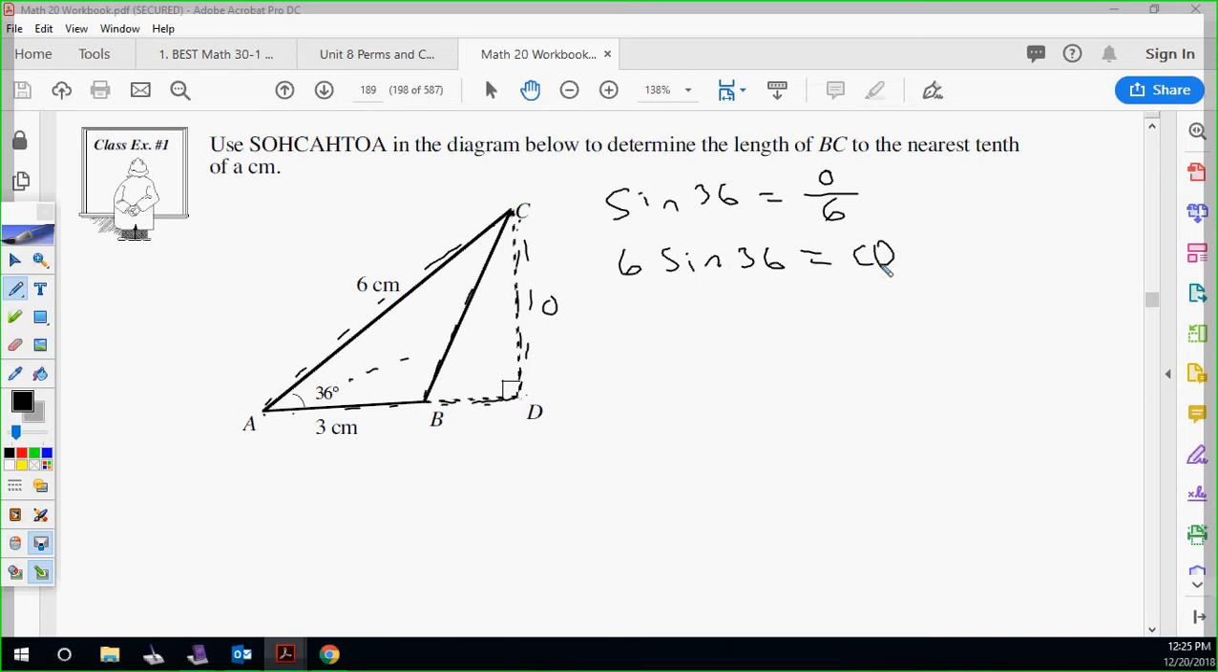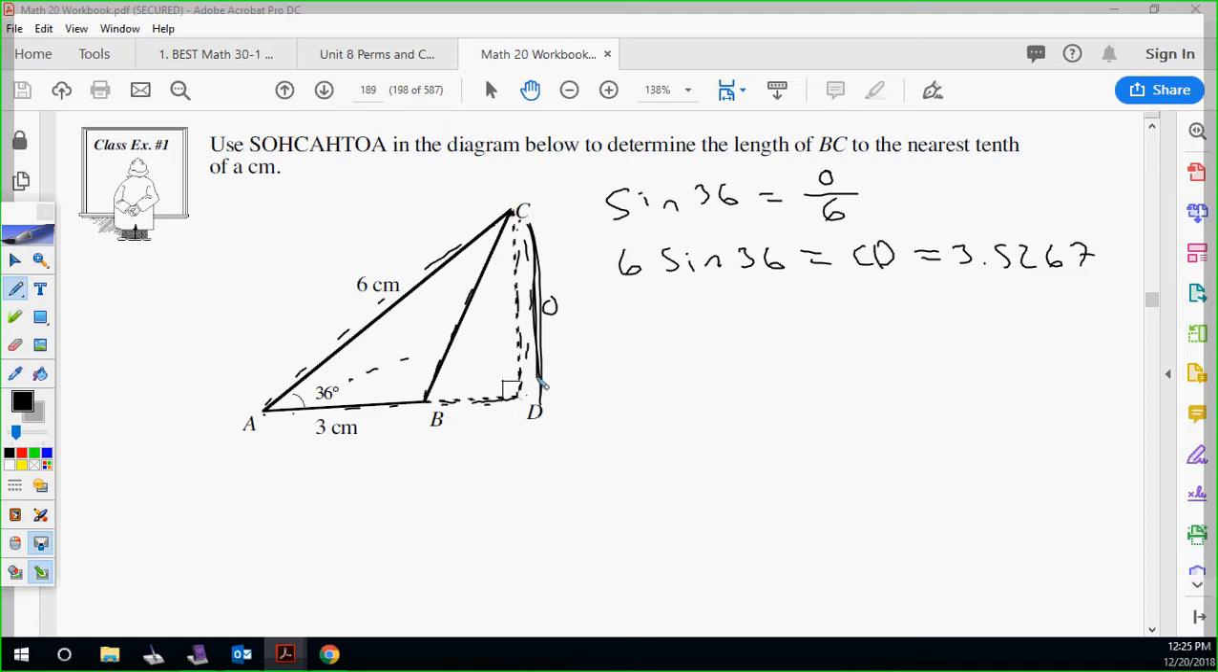CD is 3.5267. Okay? So that's what this side is, right there. So we got that. So now we have that. We're also going to do a very similar setup. We're going to find out what AD is, the whole thing. Because if we know what AD is, we can figure out what BD is, right? Because we can subtract the 3 off.